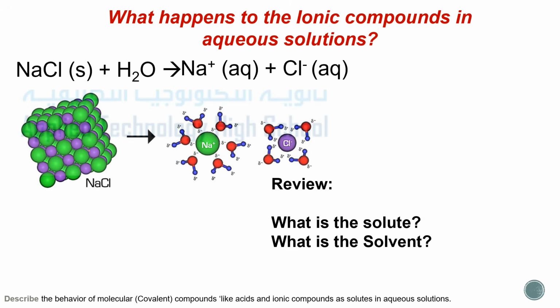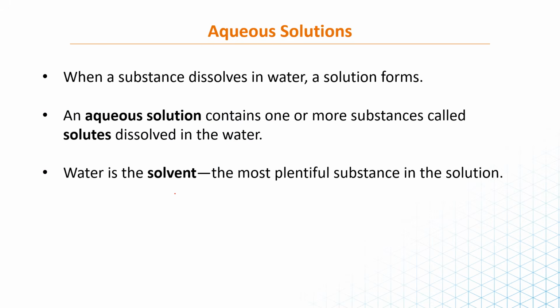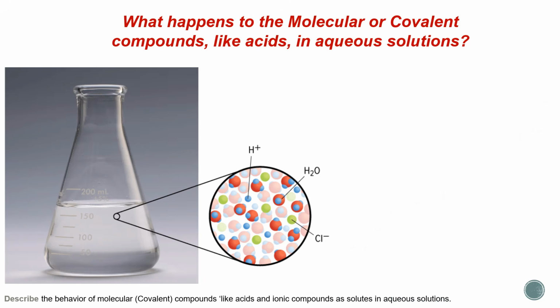So what is the solute here in this reaction? The solute is NaCl, المادة المذابة, and the solvent is water. And this is what we saw in the previous example, okay? So when a substance dissolves in water, a solution is formed. An aqueous solution contains one or more substances called solute, and water is the solvent in aqueous solutions, okay?